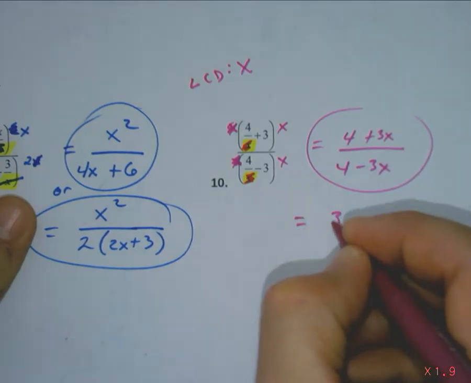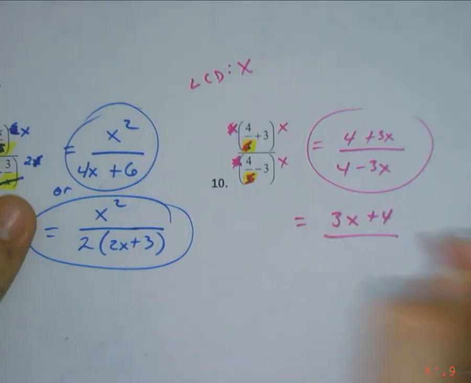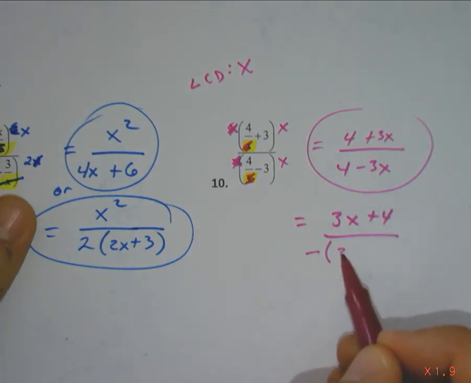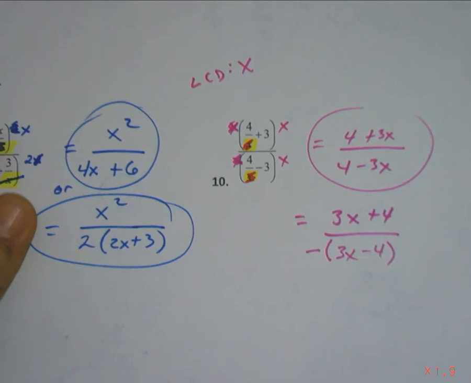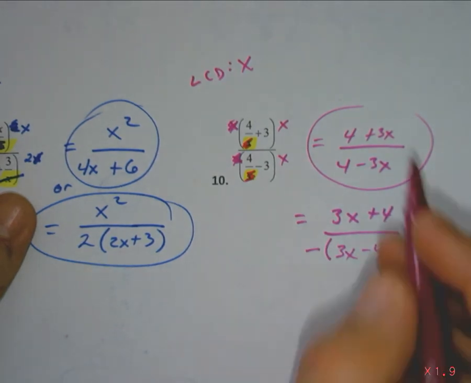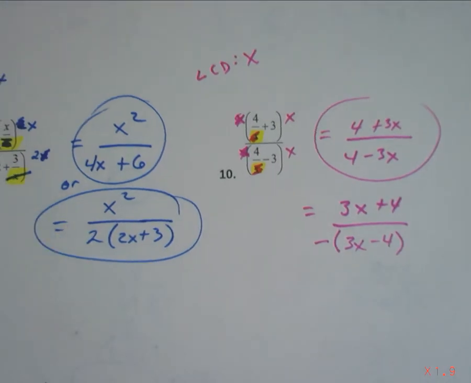If you wanted to rearrange the top and then take out a negative on top, on the bottom you get 3x minus 4. Again, that's really not going to change anything. So I would be okay with that. And I'm sure my MyMathLab is going to accept that.